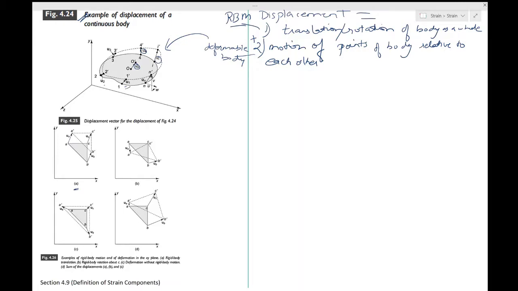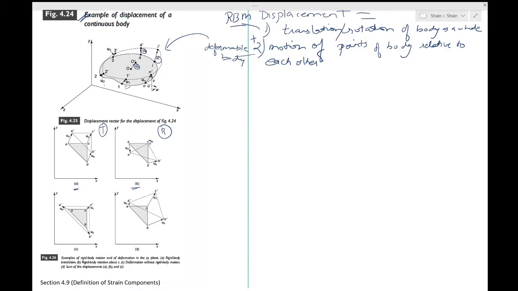Okay, now in 4.26b, we have a rigid body rotation about the corner C. So you see C and C dash are the same. Okay, and A has moved to A dash, B has moved to B dash. So there's a rotation about this point C. This is again rigid body. So this is translation rigid body, this is rotation rigid body.